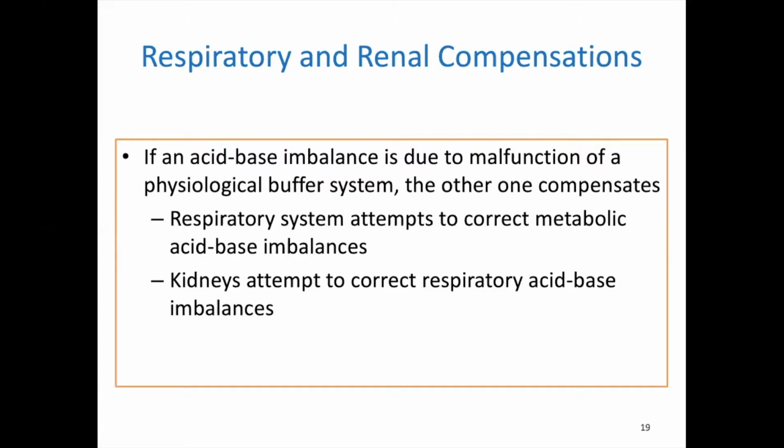If an acid base balance starts to malfunction, and it's because one of the buffering systems starts to fail, the other one will start to compensate. So the respiratory system is going to attempt to correct anything that is going wrong with the metabolic side of the acid base imbalances. And then the kidneys will attempt to correct any respiratory acid base imbalances. So, if something's going wrong with the respiratory system, the kidneys will try to compensate. And anything that's going wrong metabolically within the body, the respiratory system tries to compensate.